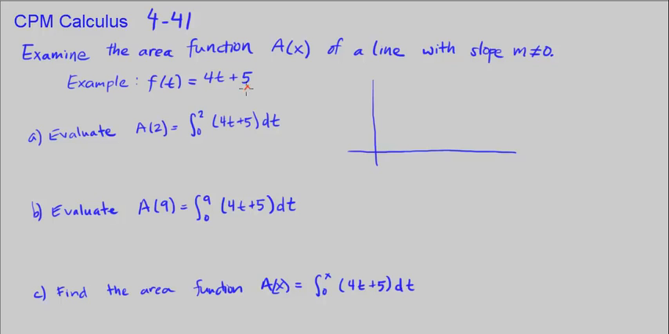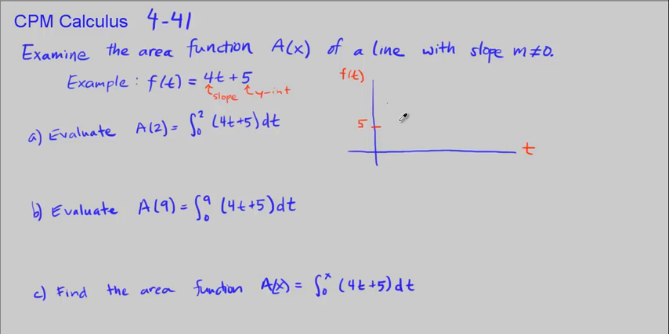Alright, and we know that 5 is the y-intercept because it's in the form y equals mx plus b, and 4 is the slope, right? Since our variable is t here, the x-axis is the t-axis, and our y-axis is just the y-axis, or you can call it f of t, either way. Our function has a y-intercept at 5 and a slope of 4. So it goes up 4 over 1, right?